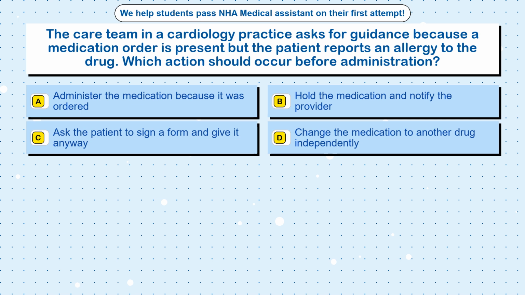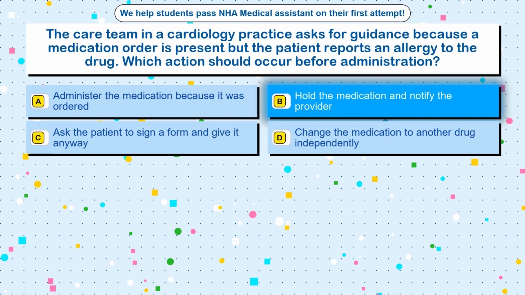Question 30. The care team in a cardiology practice asks for guidance because a medication order is present but the patient reports an allergy to the drug. Which action should occur before administration? Option A, administer the medication because it was ordered. Option B, hold the medication and notify the provider. Option C, ask the patient to sign a form and give it anyway. Option D, change the medication to another drug independently.